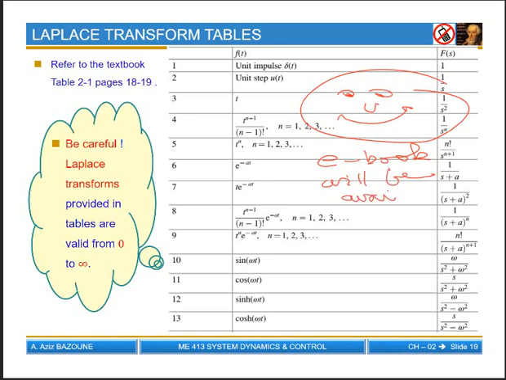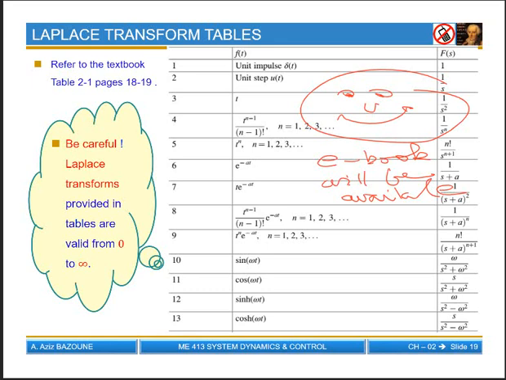The university told us, or the chair yesterday, we had a meeting. He told us that the textbook will be available next week. So now we are not requiring you to memorize some of these Laplace transforms.